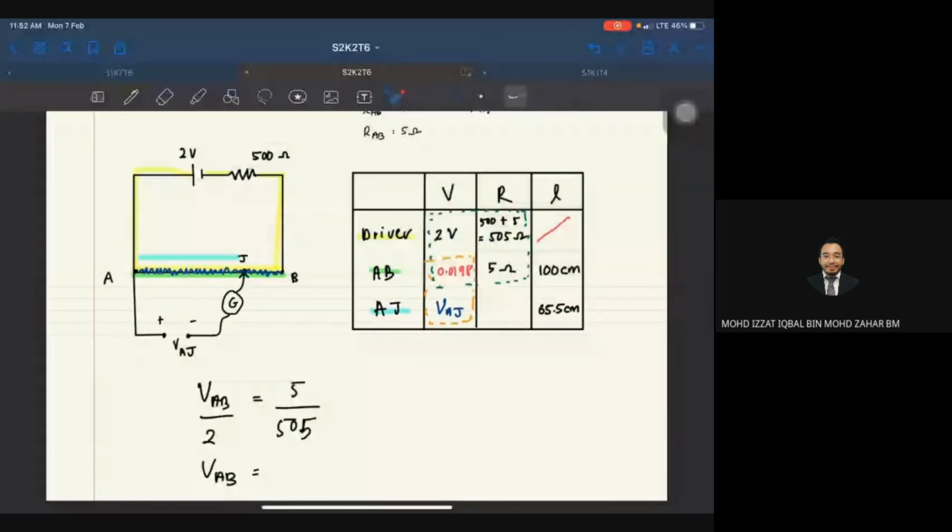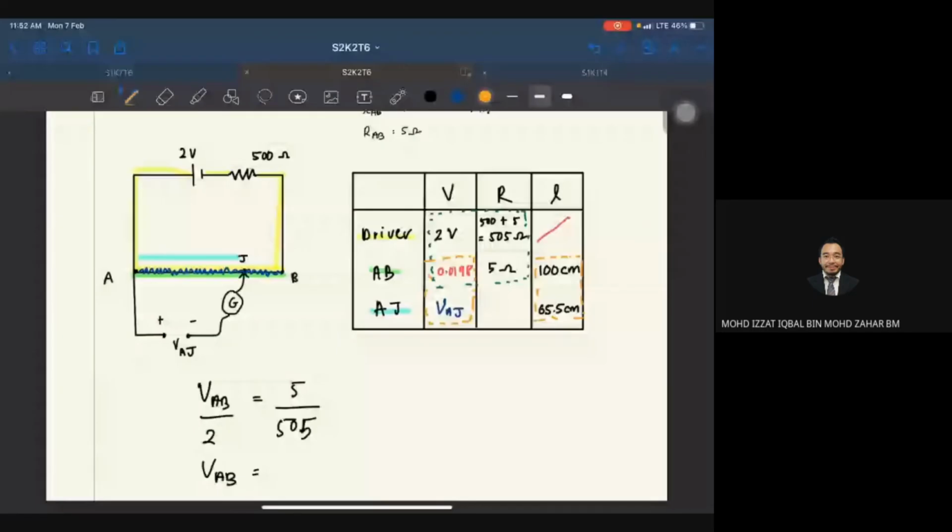Okay, again, I'm still waiting for the internet. There you go. So if I compare that part, I will get VAJ over 0.0198 equals 65.5 divided by 100. If you calculate this one, it's 0.013.